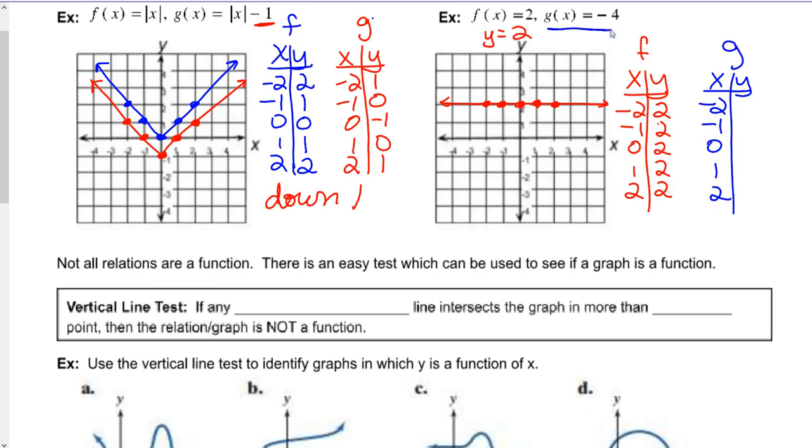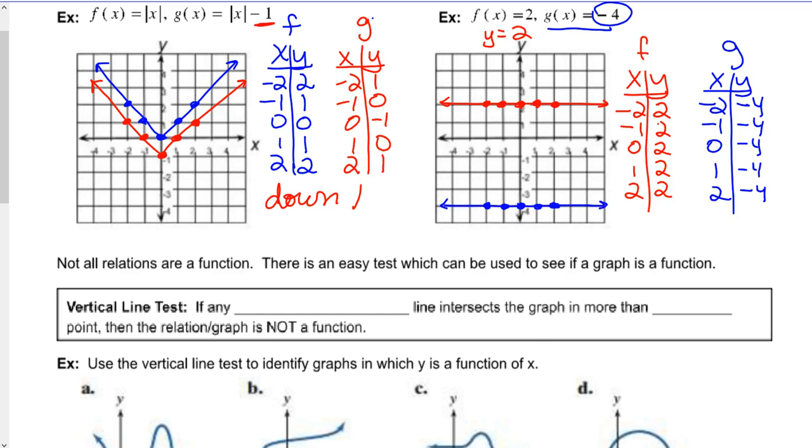This time we're putting into the g function, but over here there's no x value. It is always equal to -4. There's no x for it to change. Therefore, no matter what x value that I throw in there, I'm going to get a y value of -4. So plotting those points, -2, -4, -1, -4, 0, -4, 1, -4, and 2, -4. Here gives me this nice horizontal line again.